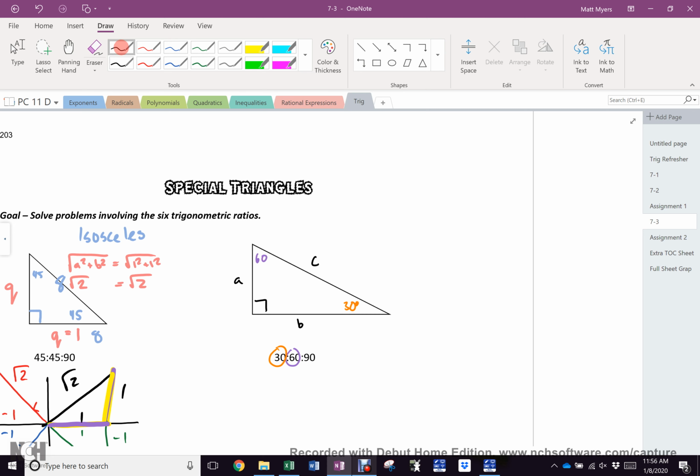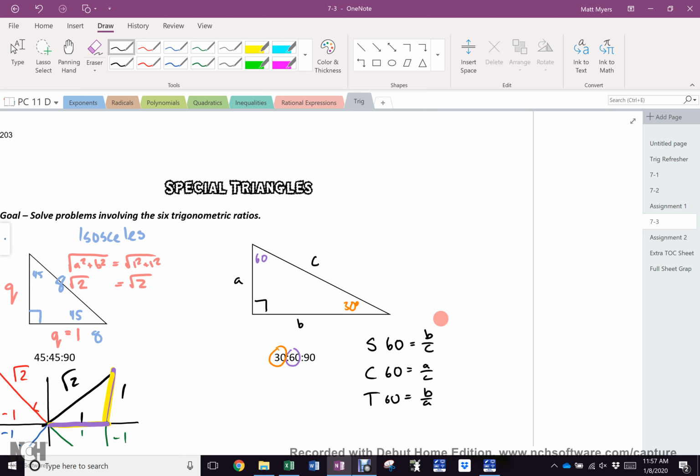Okay, so I know that the sine of 60 is what? B over C. What else do I know? The cos of 60 is what? A over C. Agreed? And the tan of 60 is what? B over A. Still don't have any numbers, do I? But do I have a mathematical tool that will allow me to get some numbers here? What is it?